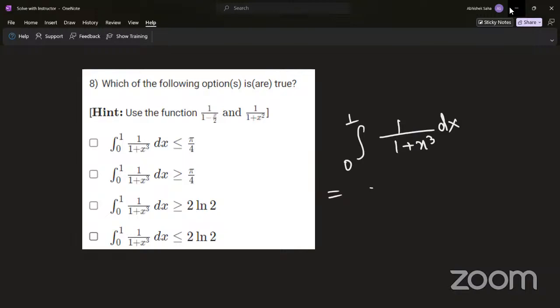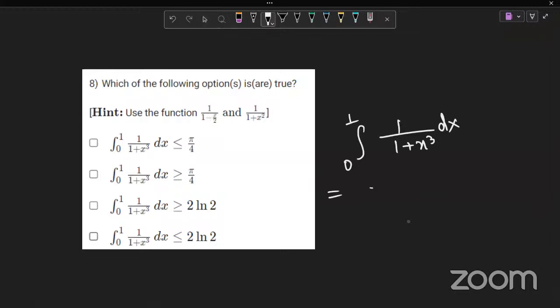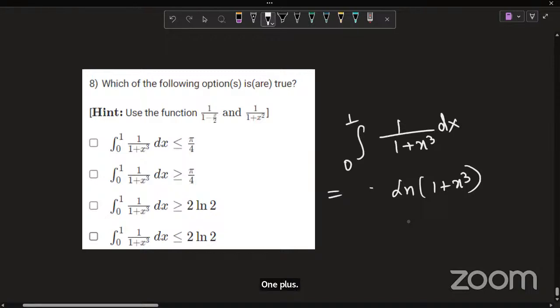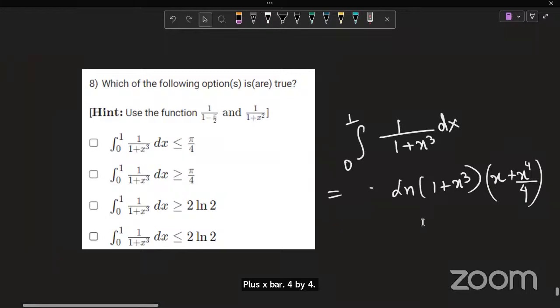Log(1 + x cubed), then we will integrate: 1 into x plus x to the power 4 by 4. Yeah, I think the same. So ln(1 + x cubed) times x, plus x to the power 4 by 4. Is this true or not? I'm not sure about this. Let me check.